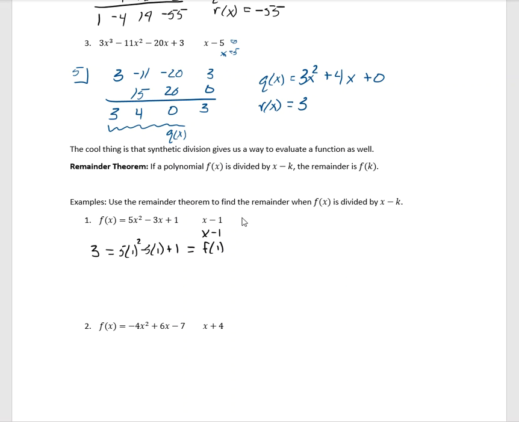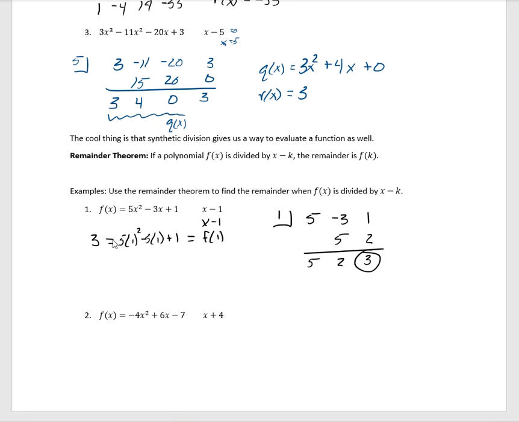Now this says that if f of 1 is 3, then if I am dividing 5x squared minus 3x plus 1 by x minus 1, set it equal to 0, x equals 1. This remainder theorem, this cool thing, claims that my remainder down here is going to be 3. Let's see. Bring down the 5. 5 times 1 is 5. Negative 3 and 5 makes 2. 1 times 2 is 2. 1 plus 2 is 3. Hey, look at that. The remainder is f of 1.